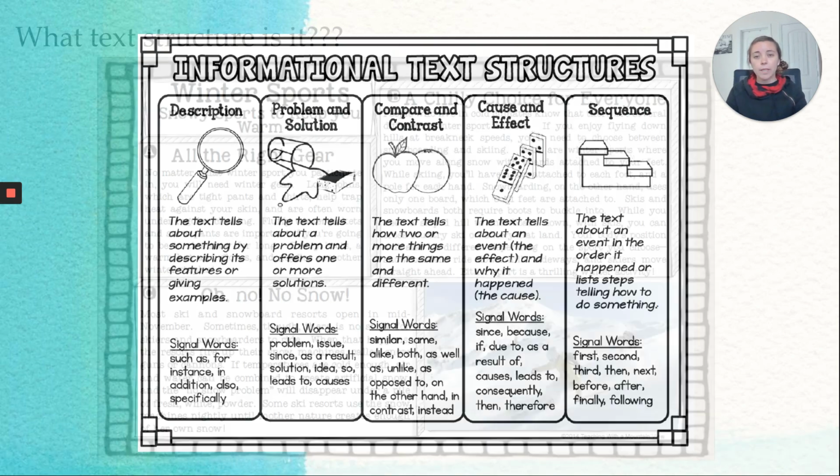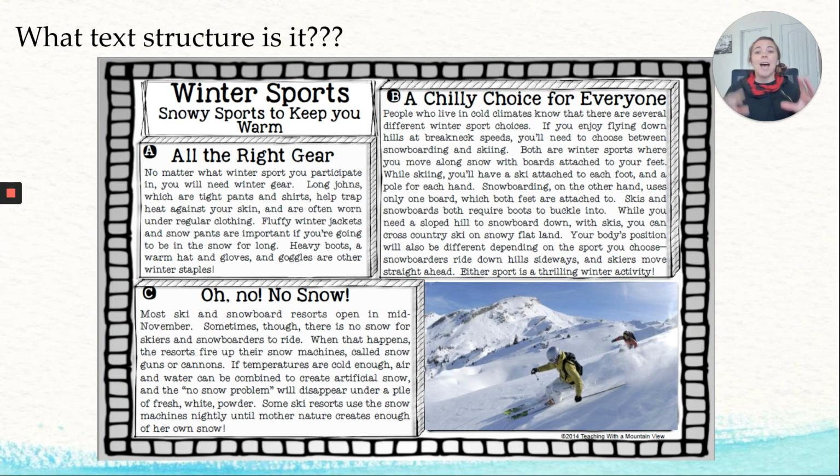All right, let's get going here. Today we're going to have an entire passage that has 3 paragraphs in it. Each paragraph is written with a different text structure. It's kind of cool, but they're all blended together. So this first one is called Winter Sports, Snowy Sports to Keep You Warm.